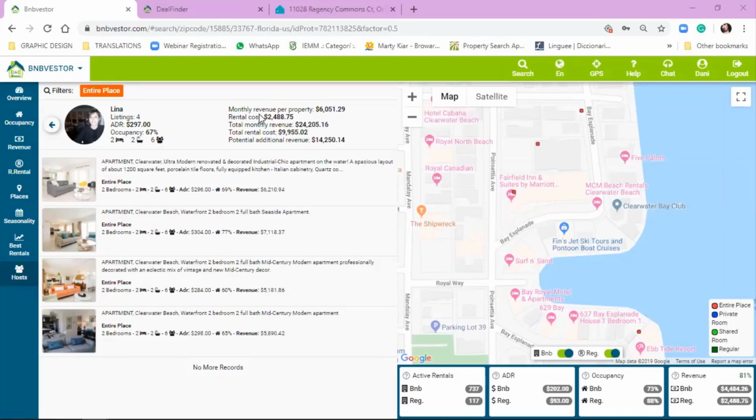Okay, so let's continue. Over here we have a monthly revenue per property of $6,000 a month. I apologize. Give me 1 moment. Okay, it has a rental cost of $2,488, a total monthly revenue of 24,000, and a total rental cost of $9,955. Okay, so it has a potential additional revenue of 14,000 with only 4 properties, guys. That's a lot of money. And she's only starting with 4 properties. She can go up to 5, 10 properties, and she'll be around $30,000 per month.